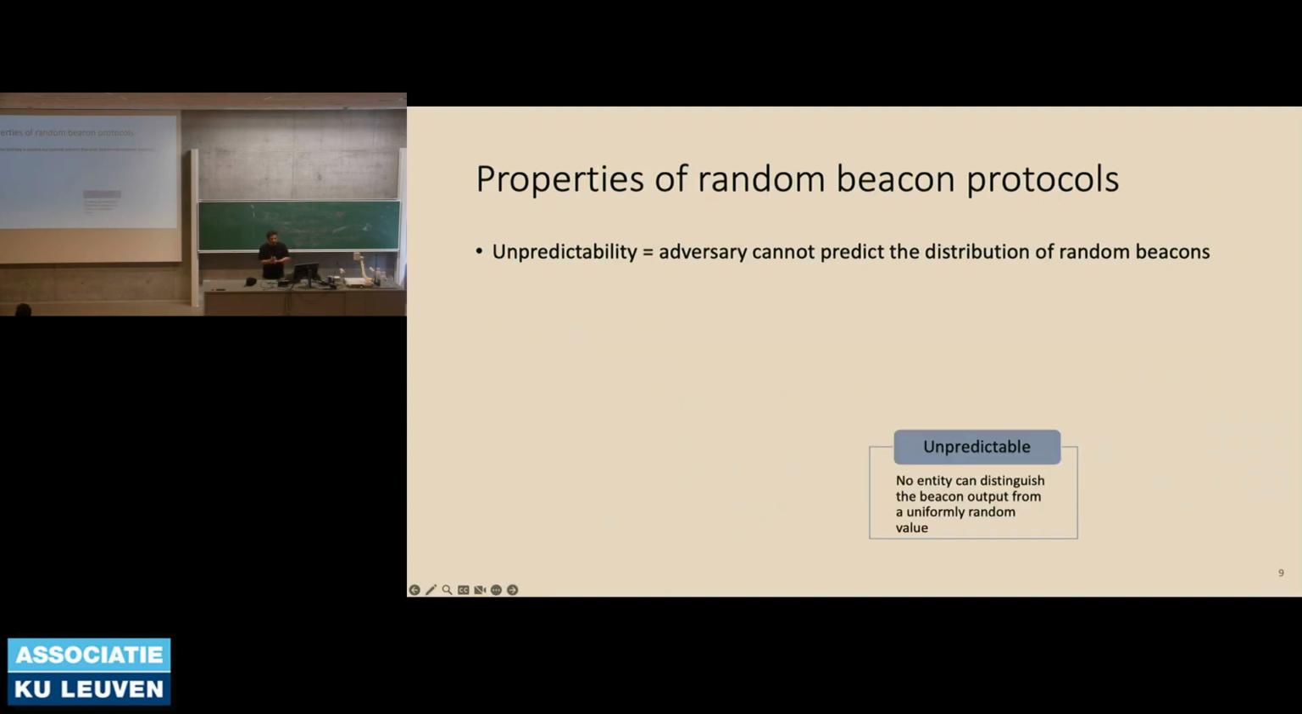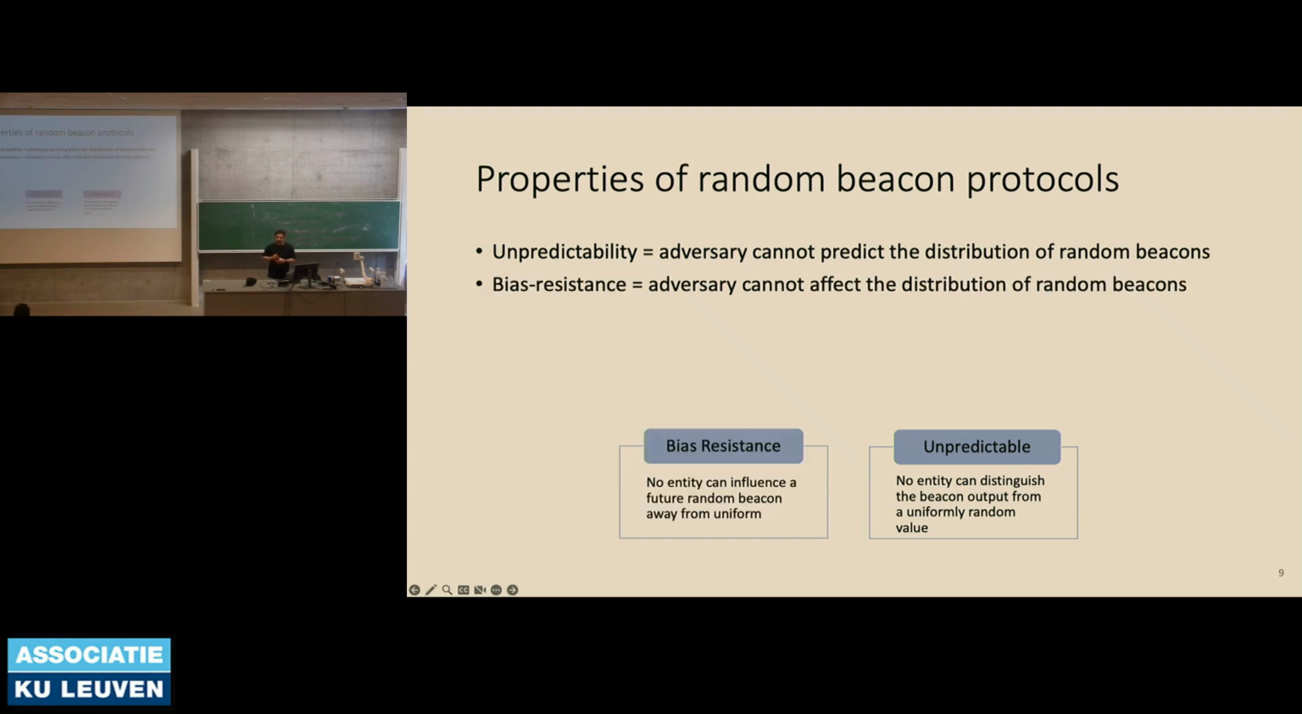OK, so now let's go deeper into defining what randomness is. Randomness contains 2 properties. The first one is unpredictability. Intuitively, it means that with no information about future rounds, I should not be able to tell what this value is going to be. This is the intuition. And we also want to say that an adversary cannot bias the distribution of whatever the output is going to be in the future rounds. So we want bias resistance.